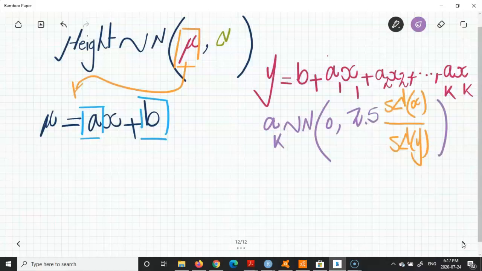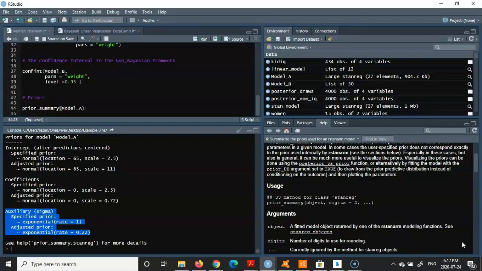Then that's what you saw over here. Let's go back to the code that we have written. Look at the second block.